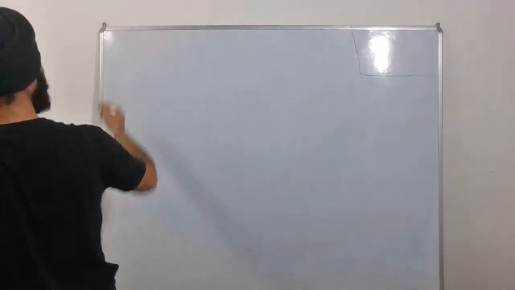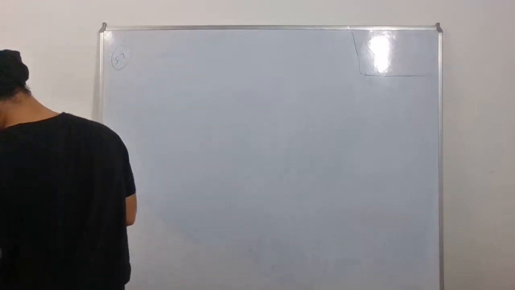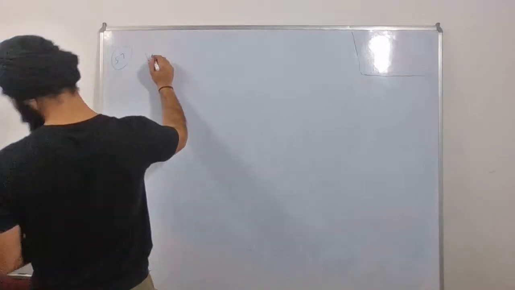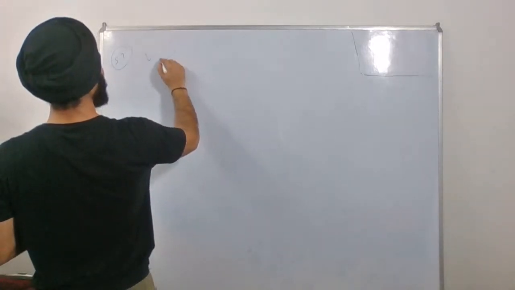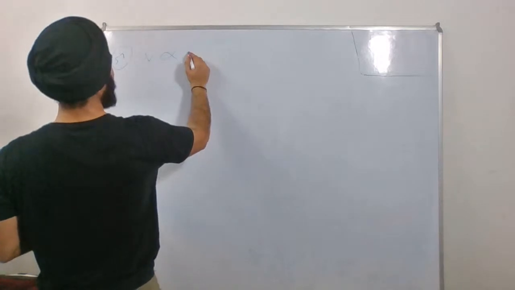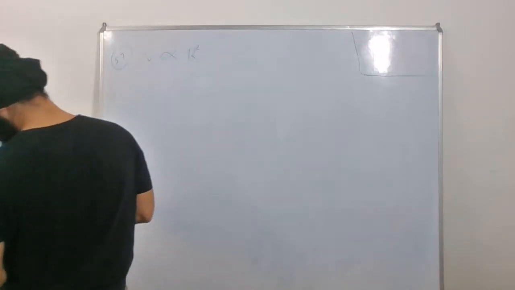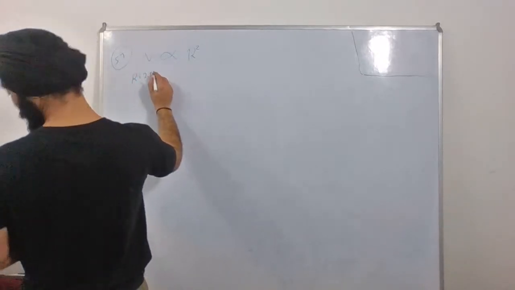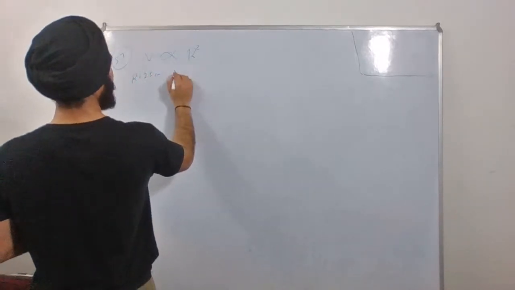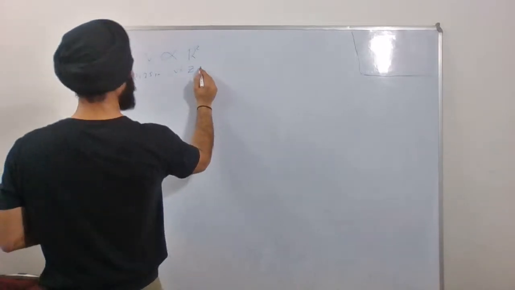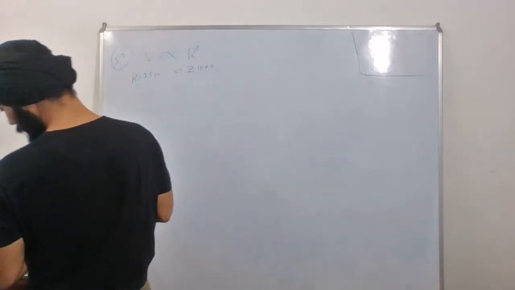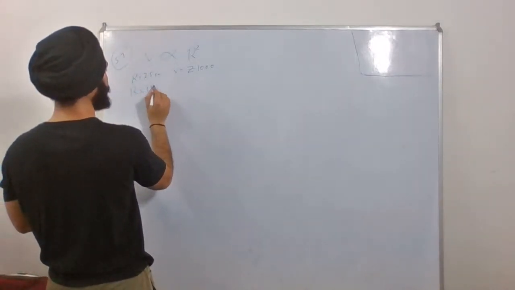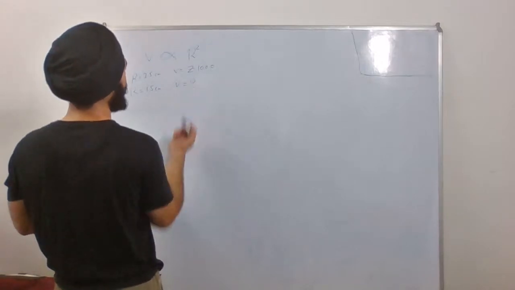Question number 57. This is a very basic question. The value of a spherical marble varies directly as the square of its radius. The value is directly proportional to the square of the radius. This is given. If the radius is 2.5 centimeter, then the value is 1,000 rupees. And what will be the value of the marble if the radius is 1.5 centimeter? Now we have to find the value.